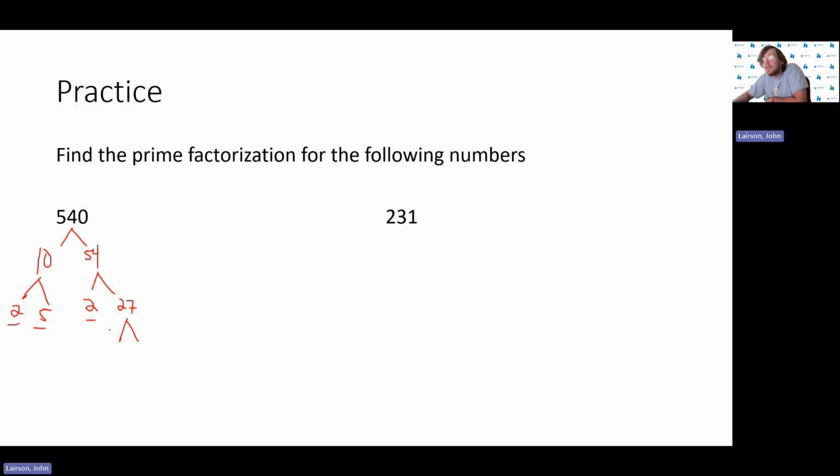And then 27 is divisible by 3. We saw this one a second ago. If I do 2 plus 7, it's 9. That is divisible by 3. So 3 is going to work, and it's 3 times 9. That's done. And then 3 and 3 again.